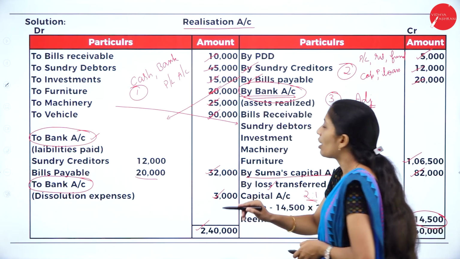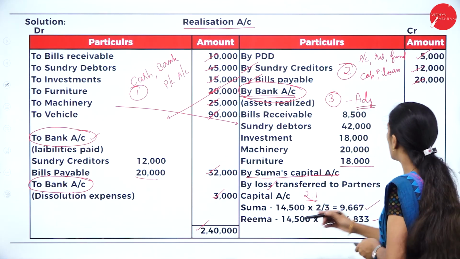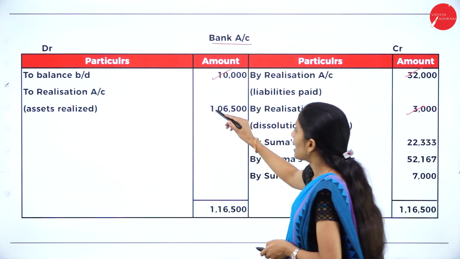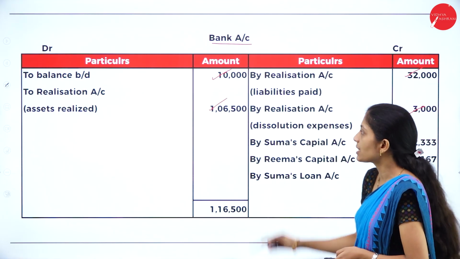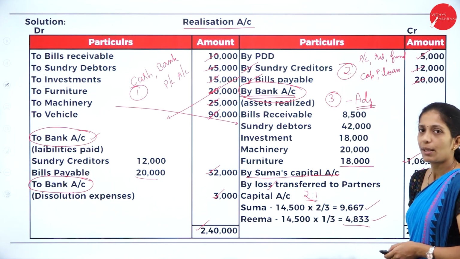Next, on the credit side, let us see where there is bank account. Here we have. So how do you write? It is on the credit side, so you will write it as to realization account, and the amount is 1,06,500, to realization account for assets realized 1,06,500. Next, there is no other bank account.